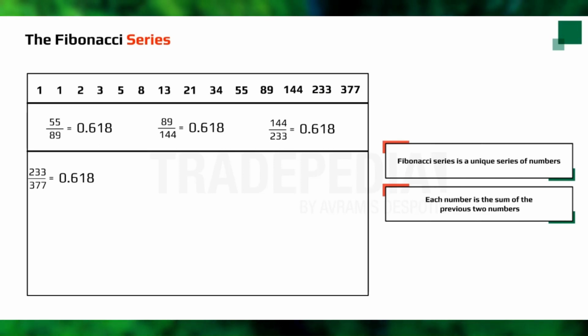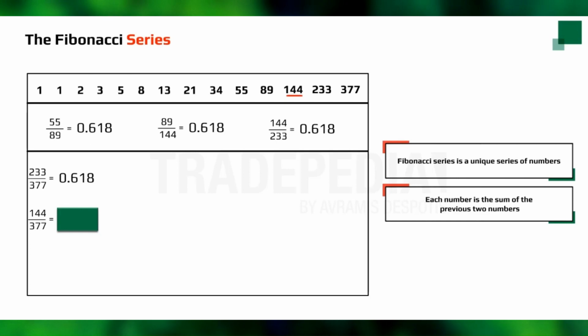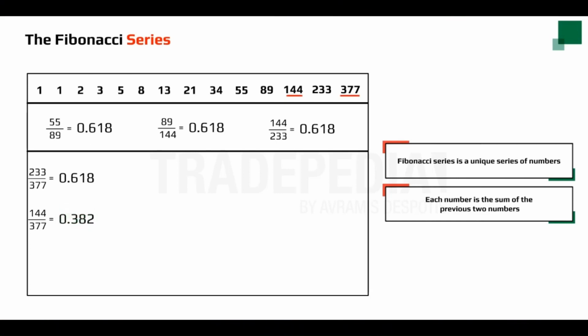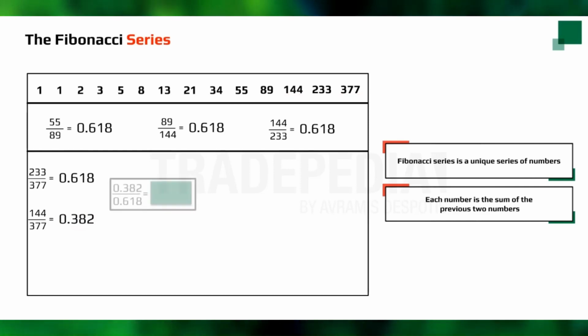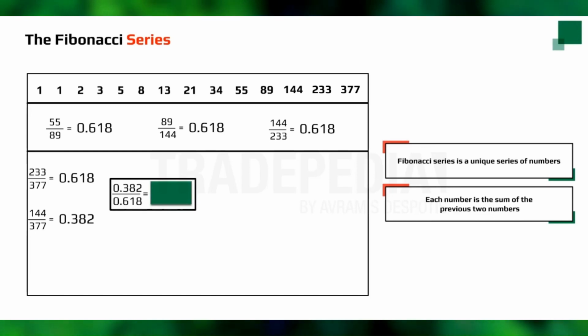What if we were to leave one number in the middle empty and now find the ratio between 144 and 377? We find the number 0.382. Now, if we were to divide 0.382 by 0.618, again we would find 0.618.